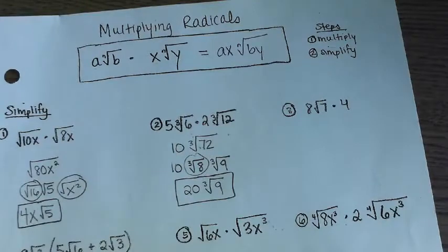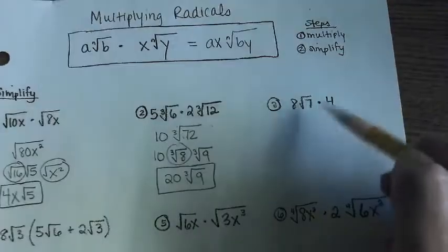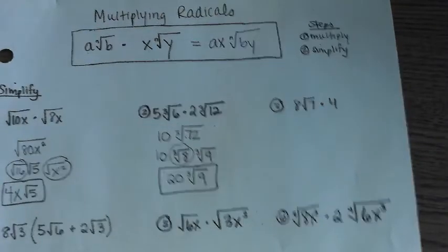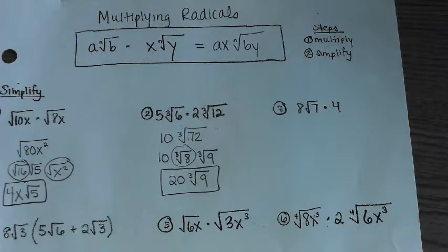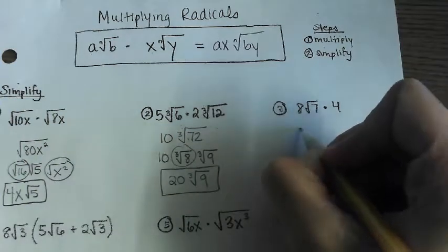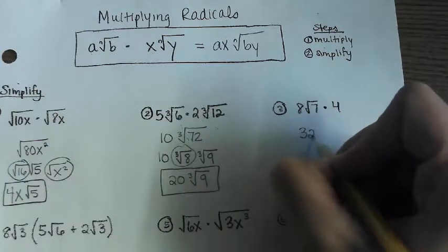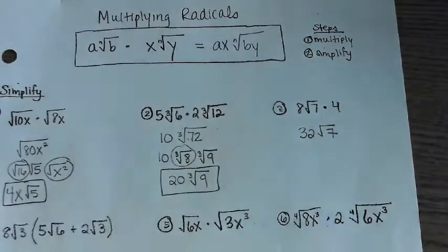So easy? Yeah. Good. What's going to happen in number 3, Mitch? You're going to multiply 8 times 4. And you can get 32 radical 7.